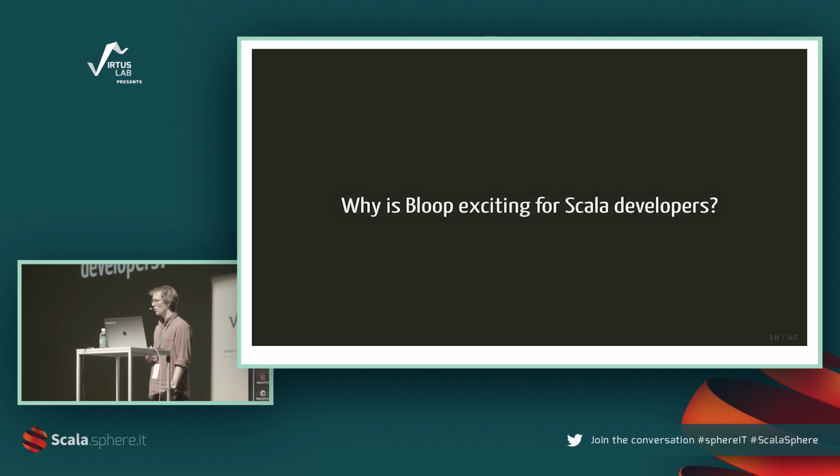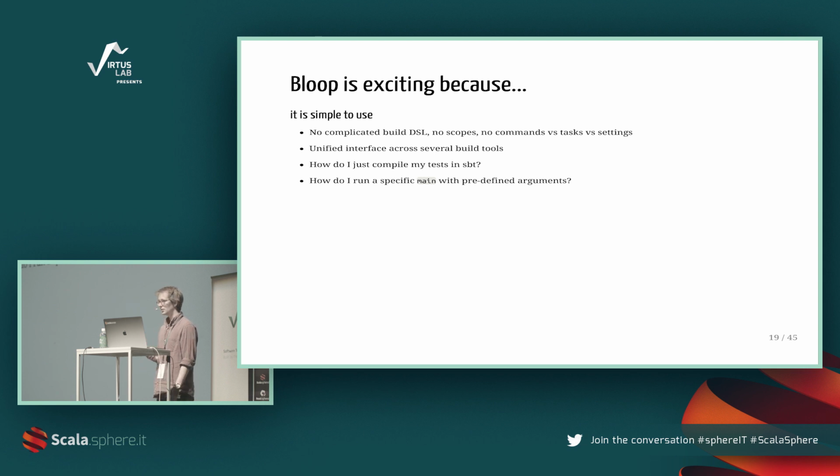All right. So now, why do I think that Bloop is especially exciting for Scala developers? As I've said, it's really easy to use. You don't have to care about the complex build DSL. You don't have to worry about your scope. You don't have to worry about what is a command, what is a task, what is a setting. It's really much simpler than that. It offers you a unified experience across all the build tools. You always have the same interface, no matter what build tool you are actually using behind Bloop. And for instance, you don't have to remember, oh, how did I compile only my tests? How do I run a main with some predefined arguments? How do I have a task that repeats itself 5 times and so on? You can do that easily with your shell, as you're used to.